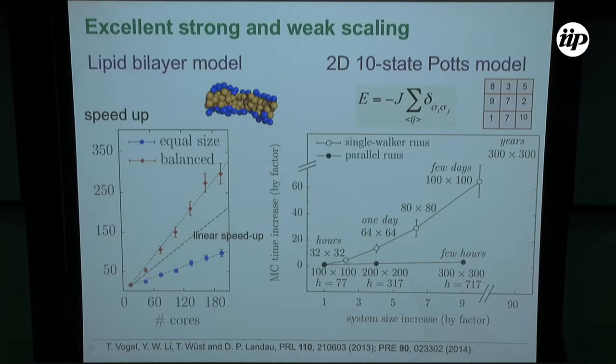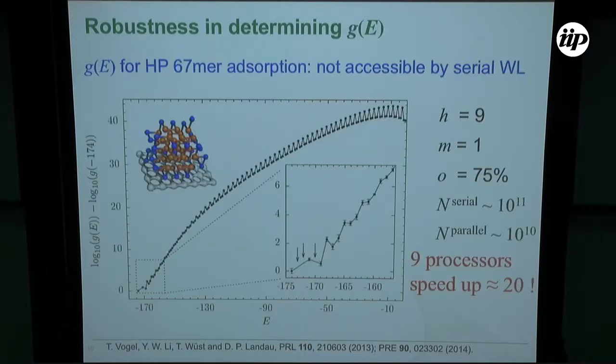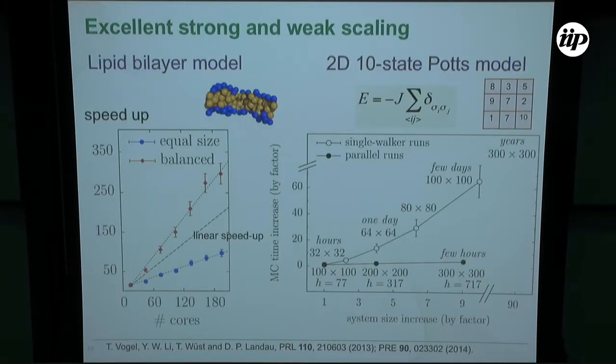This is actually happening for me as well. Before, I was using 9 processors, but I can obtain the results 20 times faster. That's why it sped up my simulation tremendously. And this is also the case for the lipid bilayer model.